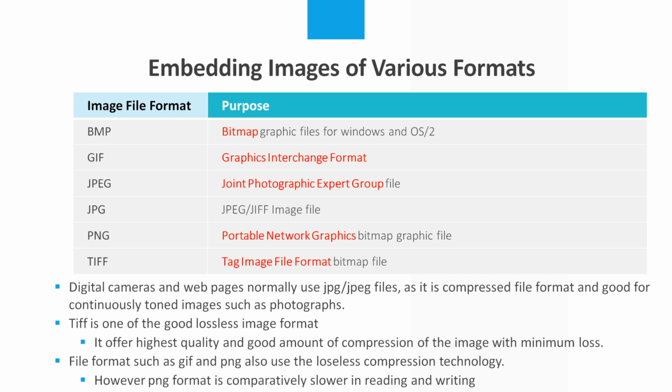TIFF, tag image file format, is one of the good lossless image formats. Lossless means it will not spoil your quality even if we compress it. It offers high quality and a good amount of compression of the image with minimum loss. File formats such as GIF, graphic interchange format, and PNG, that is portable network graphic, also use lossless compression technology. However, the PNG format is comparatively slow in reading and writing.